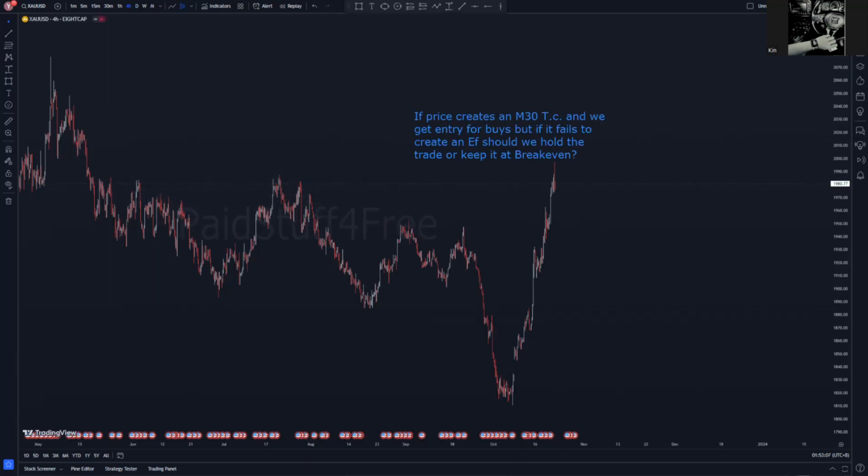If price creates an M30 TC and we get entry for buys, but it fails to create an EF, should we hold the trade or keep it at break even? Actually, we need to focus on the H4. That's why I teach you guys about the H4. We need to understand from where to where the price is going. After the price creates the TC, sometimes if there is no EF at all, the price can just go straight away to our exit. But we need to monitor, so I'm going to teach you guys how to monitor the chart after this.